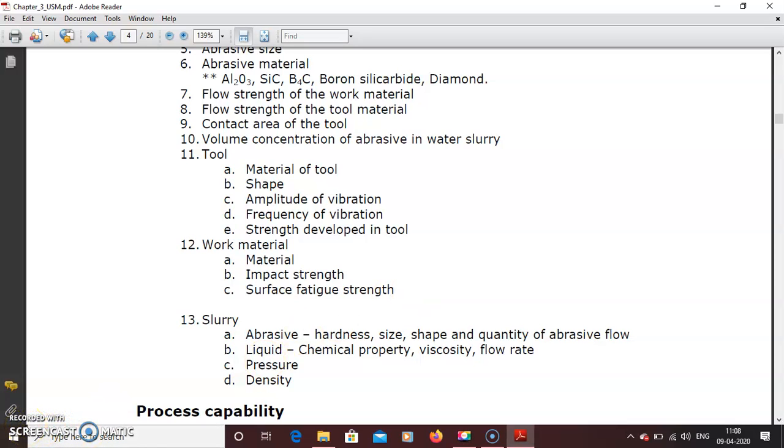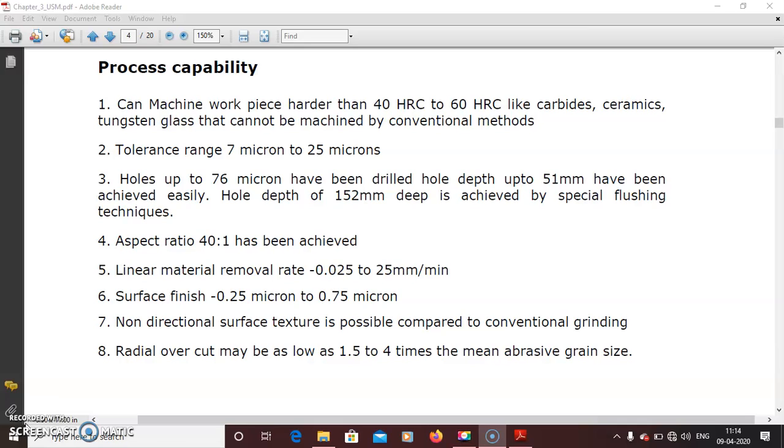So these are all the variables having an impact on the output. Now next is process capabilities. It can machine a workpiece or any material having a hardness more than 40 HRC to 60 HRC, like very hard materials such as carbide and ceramic. Ceramic is a very brittle material with zero ductility, like tungsten glass. It cannot be machined by the conventional method. So ultrasonic machining is basically used for brittle material only.